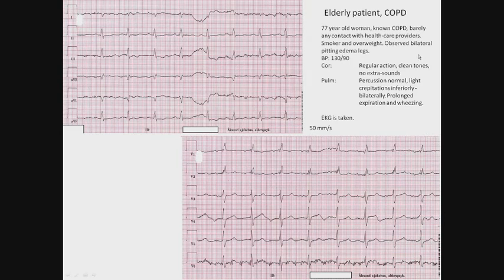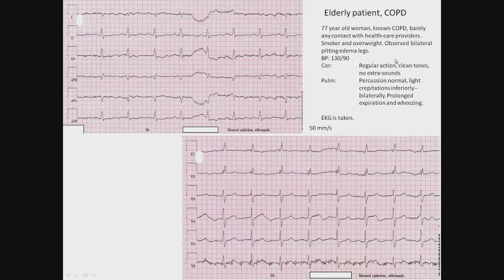At examination we observe a bilateral pitting edema of the legs. Her blood pressure is 130/90. Coronary examination reveals regular action, clean tones, no extra sounds. Pulmonary examination reveals normal percussion, light crepitations inferiorly, bilaterally, prolonged expiration and wheezing, which is classically found in obstructive pulmonary processes like COPD.